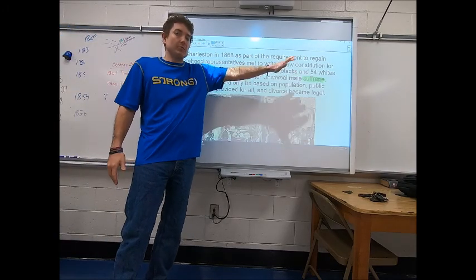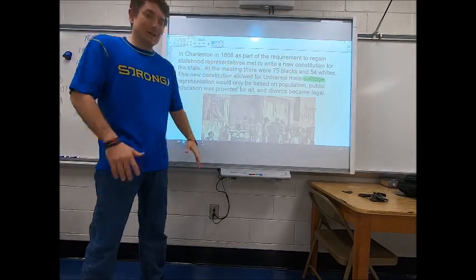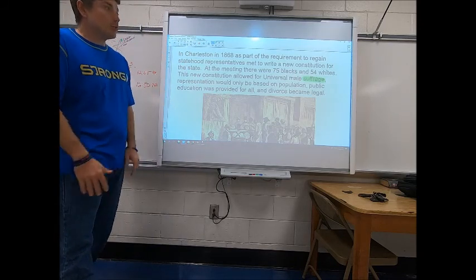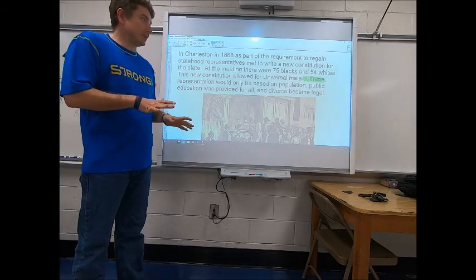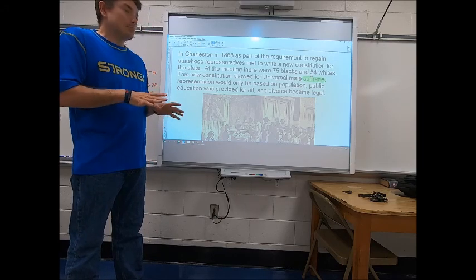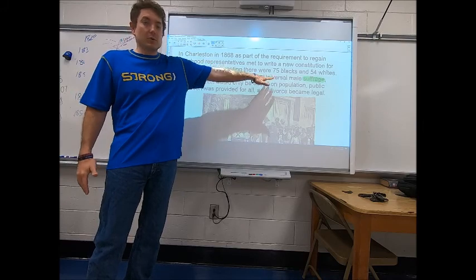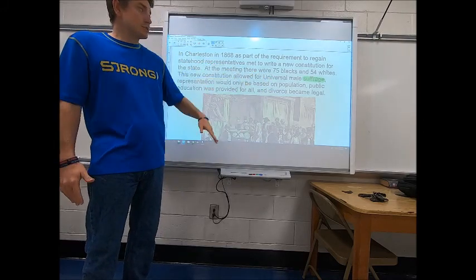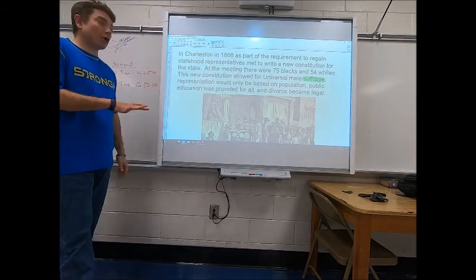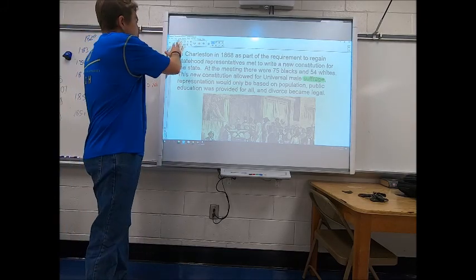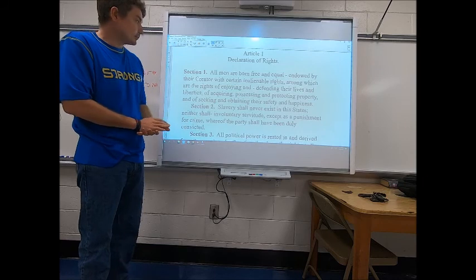This new constitution allows for universal male suffrage. Suffrage vocabulary, remember, it means the right to vote. It has nothing to do with suffering. Representation would only be based on population. Public education is now going to be provided for all, so it's not going to be based on wealth anymore. Public education is provided for all. And for the first time ever in our state, divorce became something that could happen.